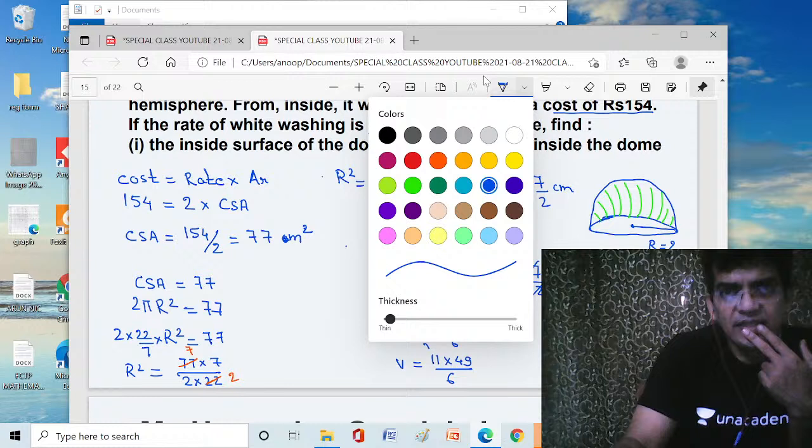Now in a cuboid, we have a diagonal. So they may ask you the formula for the diagonal. I'm writing it here. The formula for the diagonal is d is equal to under root of length square plus breadth square plus height square. This is the formula for the diagonal of a cuboid. So we will be using these formulas in the cuboid.